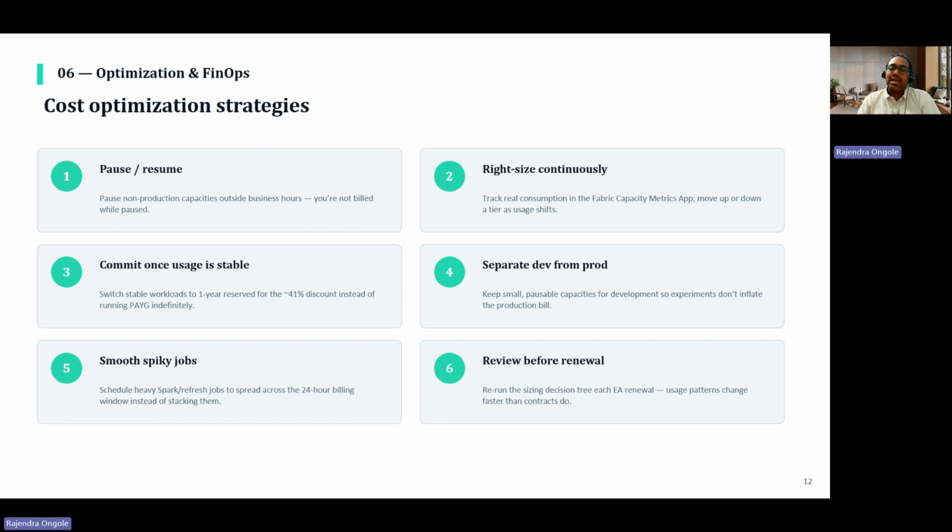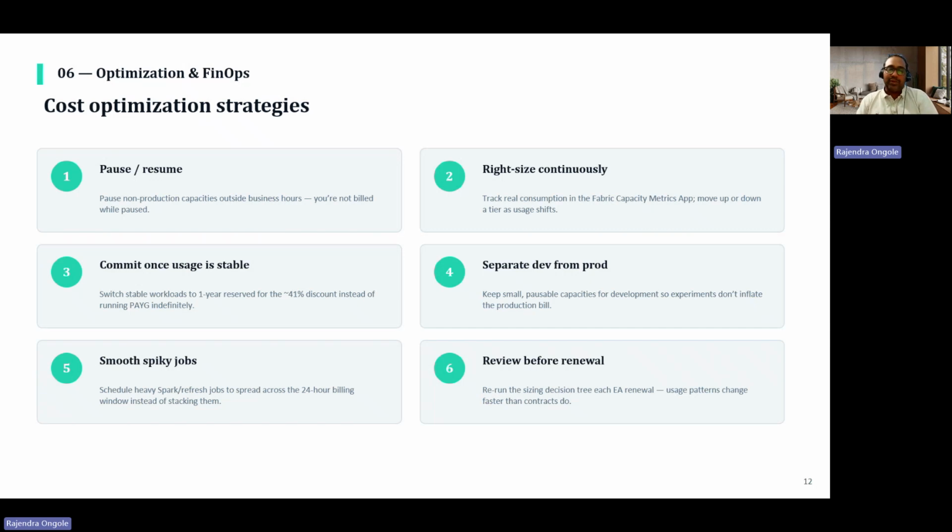And also we can switch back 1 year. We can also change it from 1 year reserve to the pay-as-you-go methodology as well. And we can segregate the development from the production environments, and smooth spikes, like refreshing jobs. We can check it over on each and every billing mechanism part.